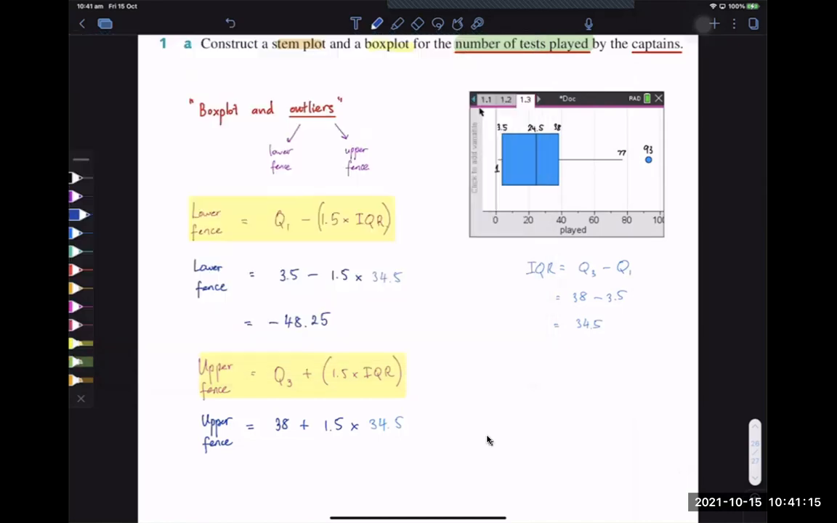Right, so what's the value? Danny? I got 89.75. Thumbs up, thumbs down, everyone. Anyone? Adele, do you agree with what Danny said in terms of his upper fence?